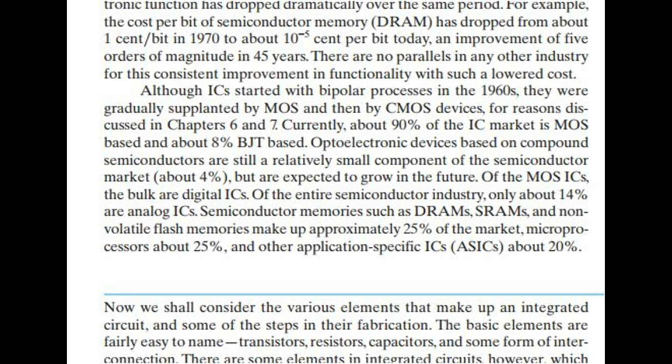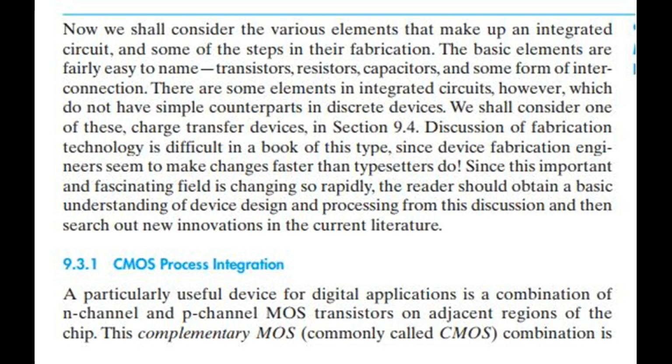Now we shall consider the various elements that make up an integrated circuit, and some of the steps in their fabrication. The basic elements are fairly easy to name: transistors, resistors, capacitors, and some form of interconnection. There are some elements in integrated circuits, however, which do not have simple counterparts in discrete devices. We shall consider one of these, charge transfer devices, in section 9.4.